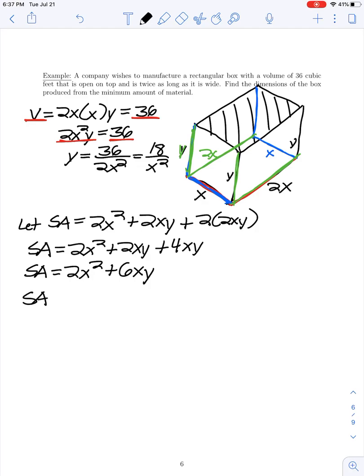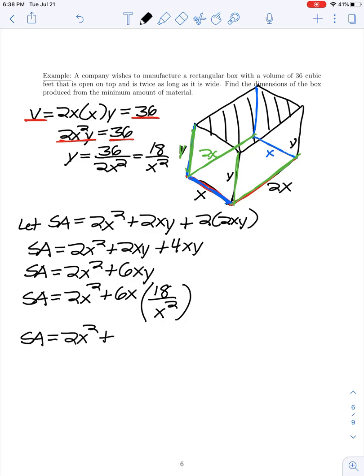So taking that expression and substituting into our surface area function, we have 2x squared plus 6x times y, which has to be 18 over x squared. So simplifying a bit further, our function for surface area is 2x squared plus 18 times 6 is 108, and then our x divided by x squared leaves us with division by x. Or if we prefer, 2x squared plus 108x to the negative first.